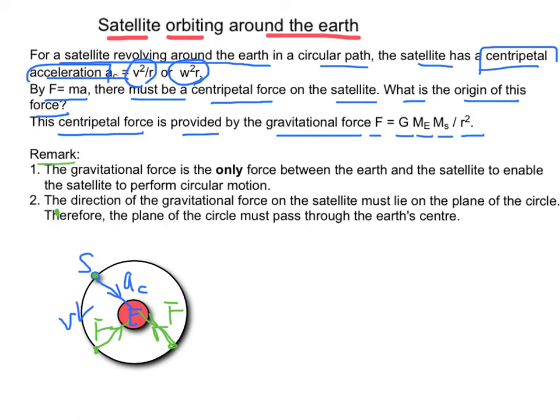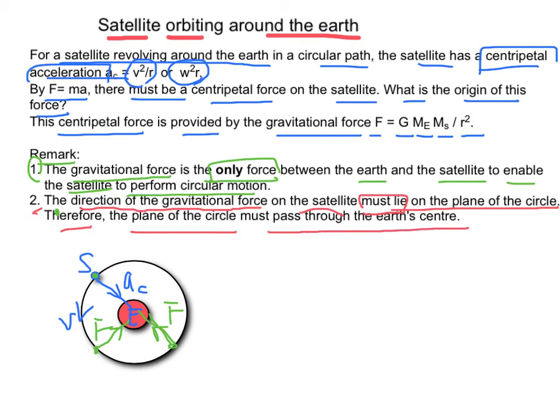Remarks. First, the gravitational force is the only force between the Earth and the satellite that enables the satellite to perform circular motion. Second, the direction of the gravitational force on the satellite must lie on the plane of the circle. Therefore, the plane of the circle must also pass through the Earth's center.